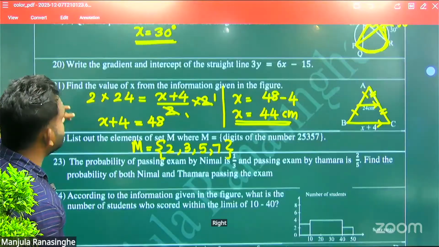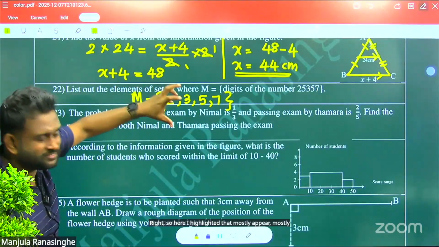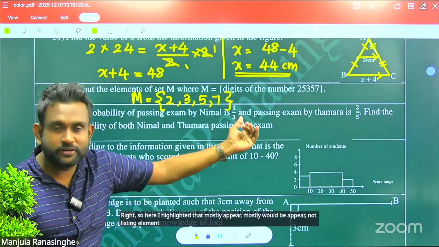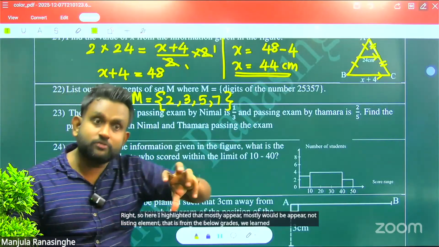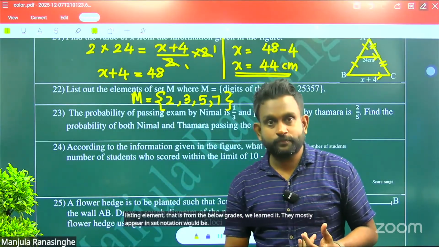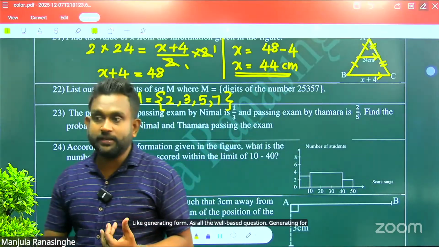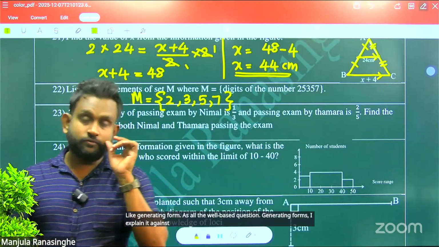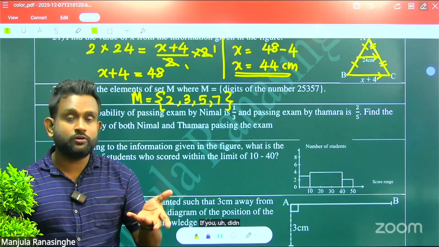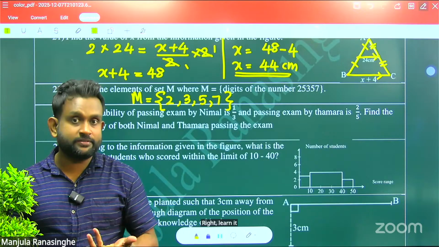Right. So here I highlighted that mostly what would appear is not listing elements. That is from the lower grades we learned. What mostly appears in set notation would be the generating form, as an O-level based question. Generating forms, I explained it again, see the recording. If you do not know about the generating form, learn it, okay? In the exam, they will appear.